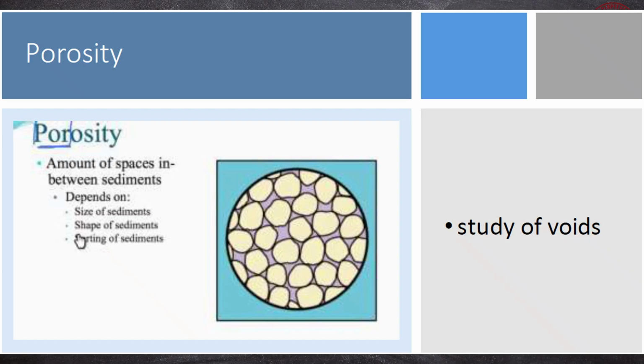First, the size of the particles. Smaller particles can pack tightly, leaving less space. Second, the shape of the particles. Irregular shapes don't fit together perfectly, creating more voids. And third, the sorting or arrangement of particles. Uniform particles form consistent spaces, while mixed sizes fill gaps more efficiently.